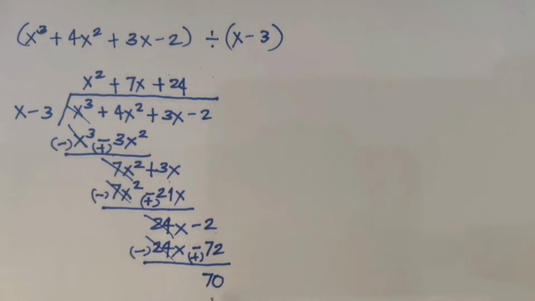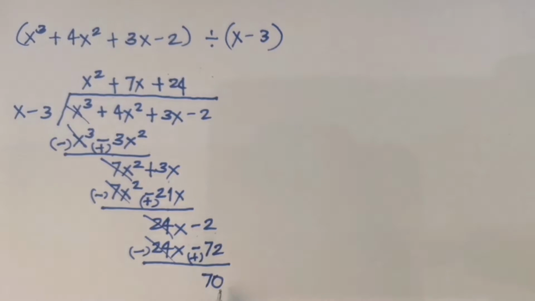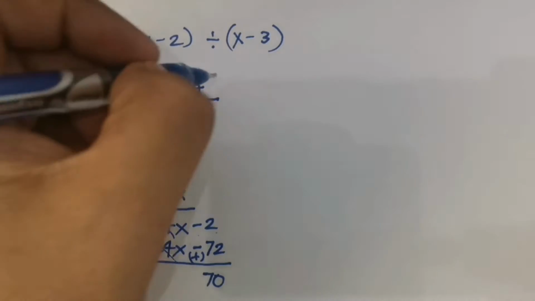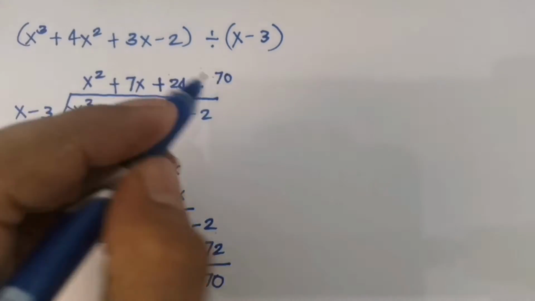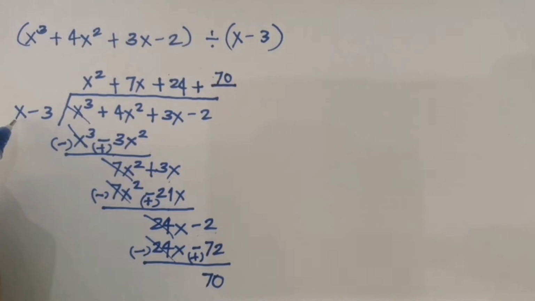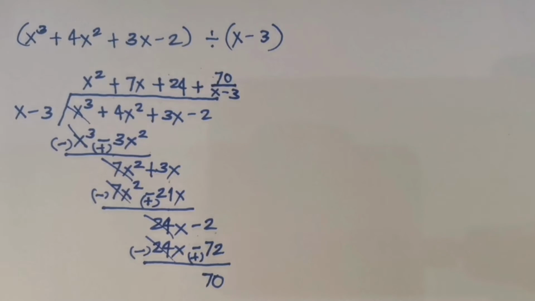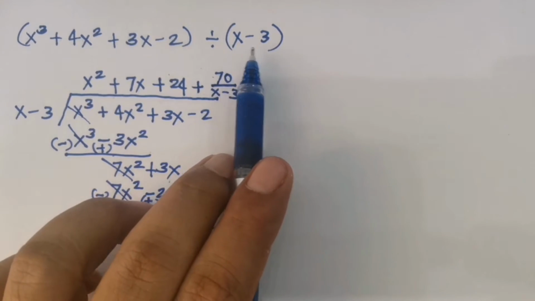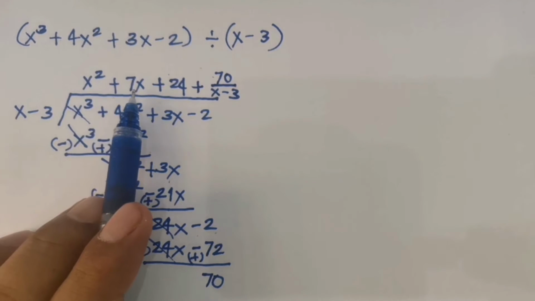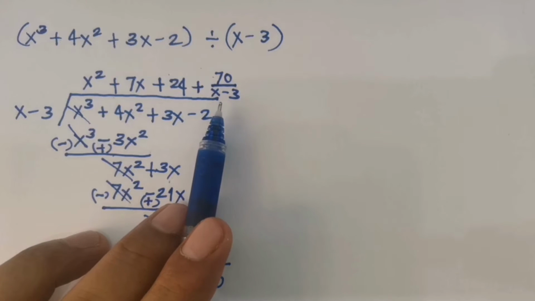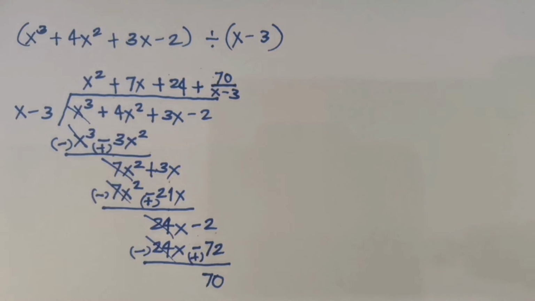Okay, so this becomes the remainder. We have nothing left to bring down, so this will be the remainder. How are we going to write the remainder? Since this is positive 70, you will write plus, then 70, the remainder, as the numerator, and the denominator will be the divisor, which is x minus 3. So our answer, if we divide this polynomial by x minus 3, is x squared plus 7x plus 24 plus 70 over x minus 3.